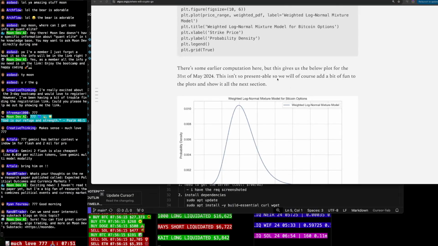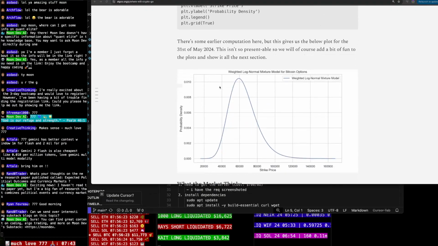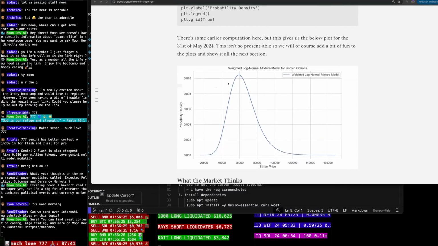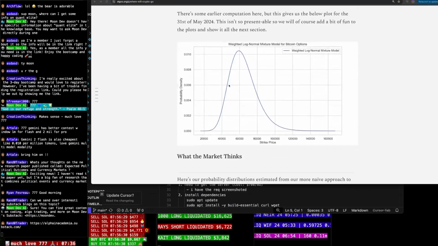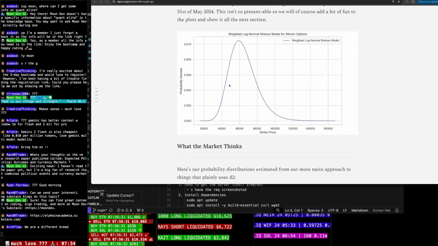There's some earlier computation here, but this gives us the below plot for the 31st of May 2024. This isn't so presentable, so we will of course add a bit of fun to the plots and show it all in the next section.